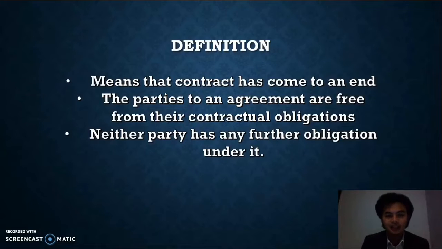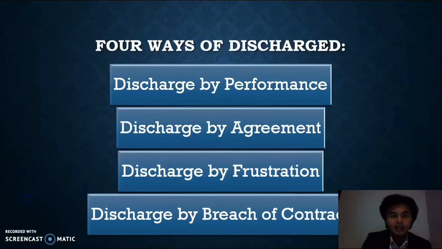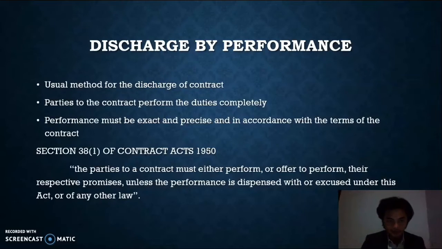Discharge of contract means that the contract has come to an end, and the parties to an agreement are free from their contractual obligation, and neither party has any further obligation under it. There are four ways of discharge of contract: discharge by performance, discharge by agreement, discharge by frustration, and discharge by breach of contract.